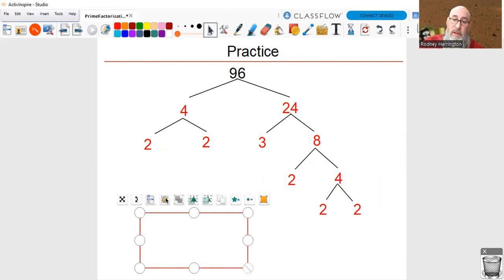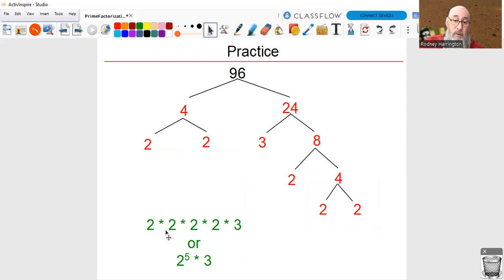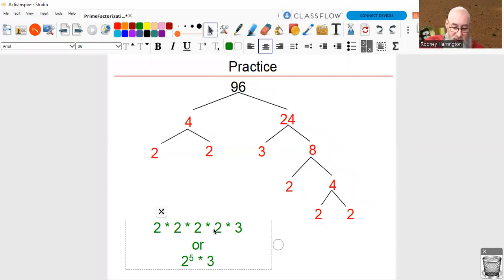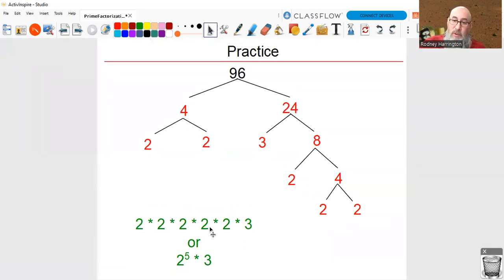So our prime factorization is, oh, I made a mistake. Look at that. This is actually 2 times 2 times 2 times 2 times 2 times 3, or 2 to the 5th power times 3. So that's the correct factoring.